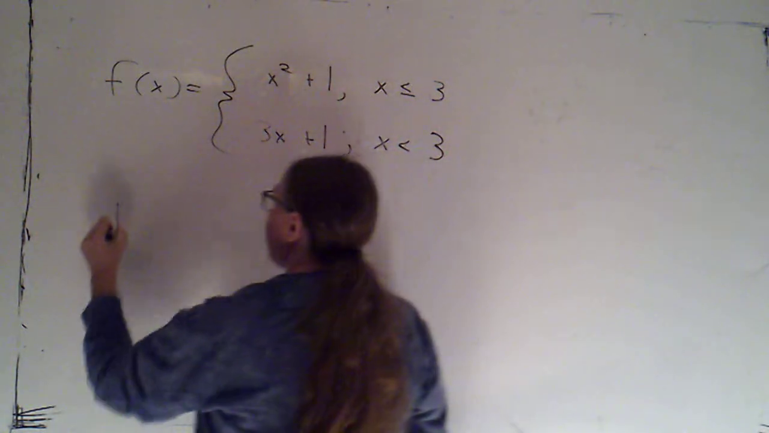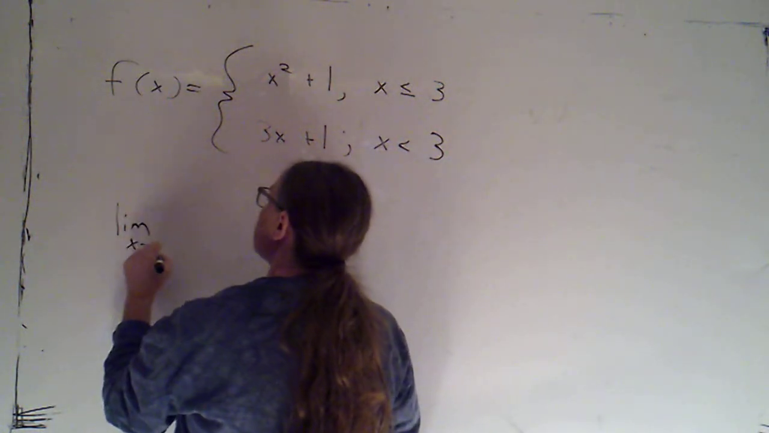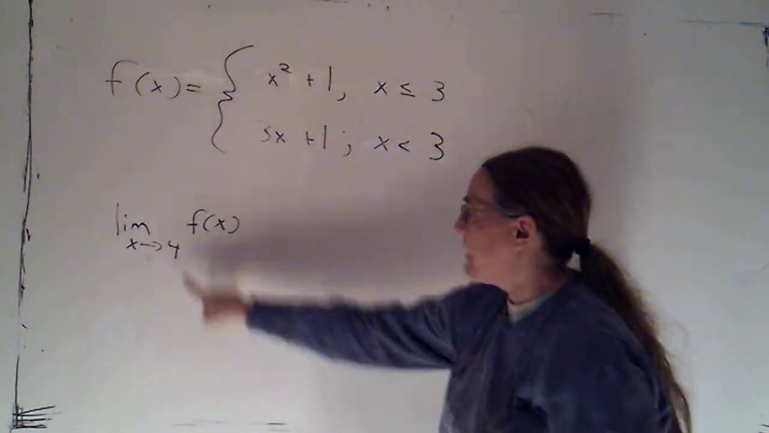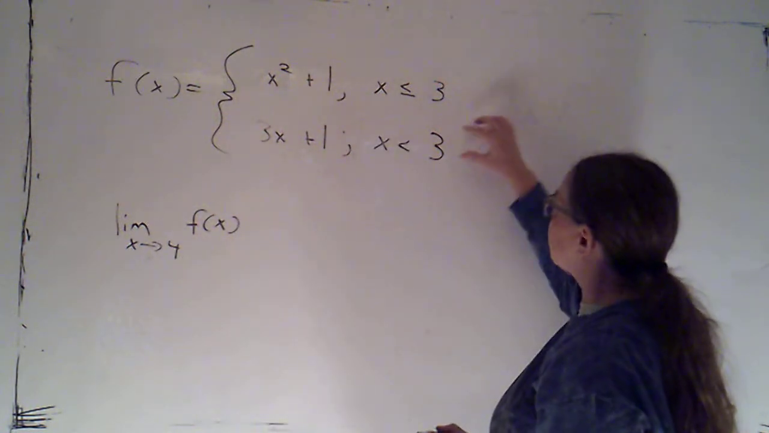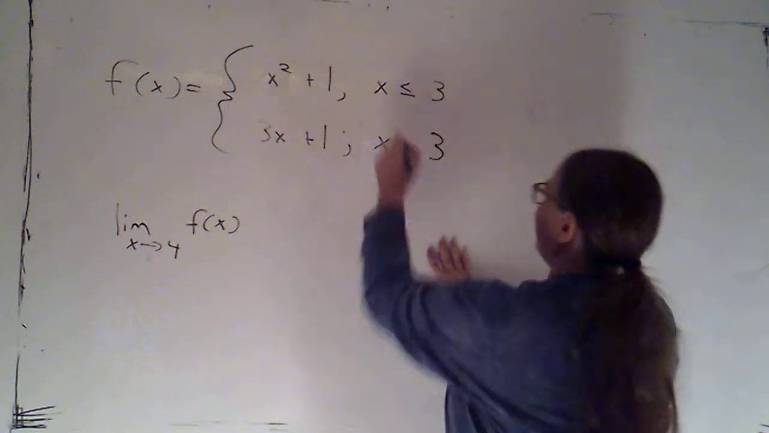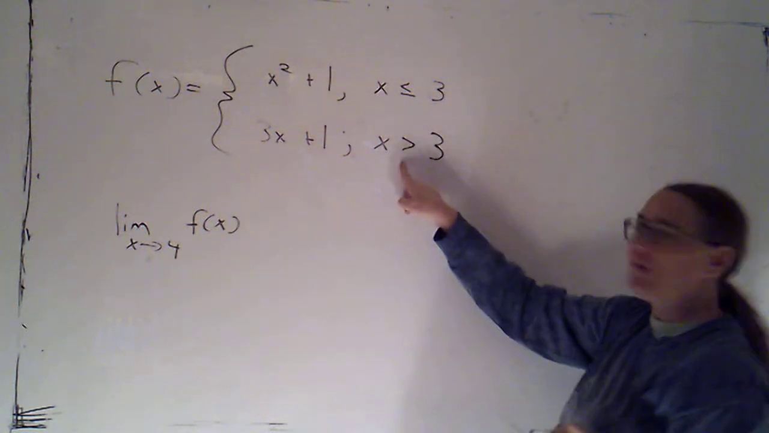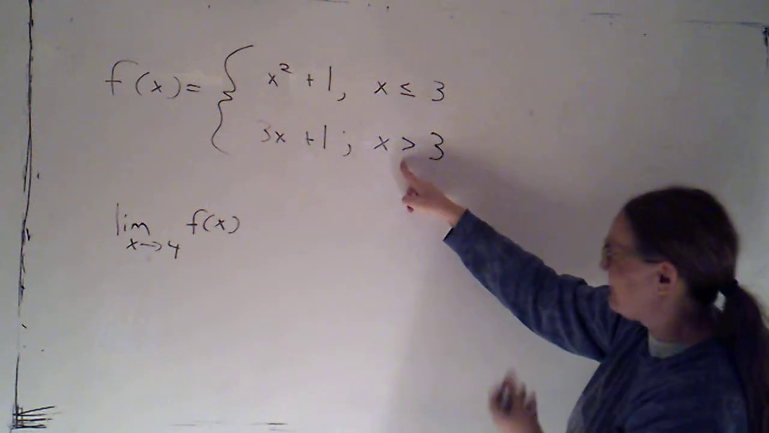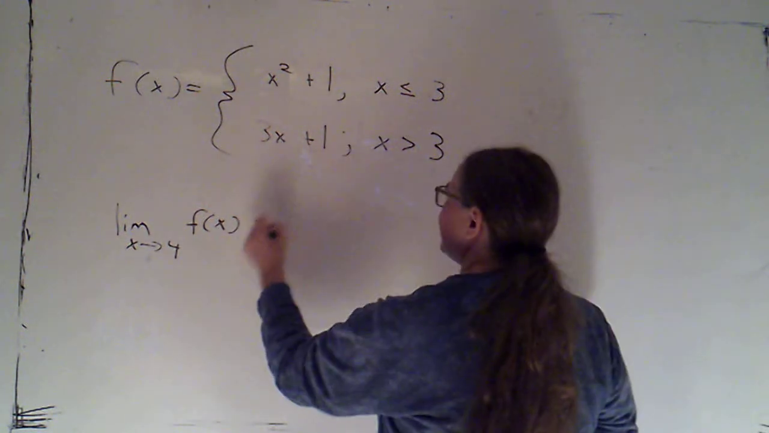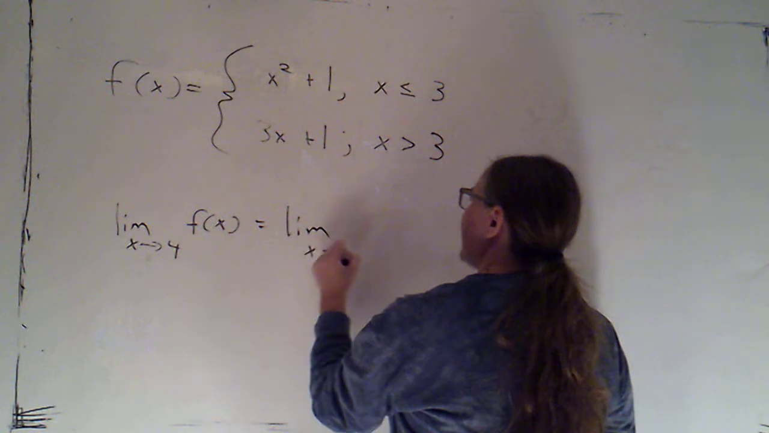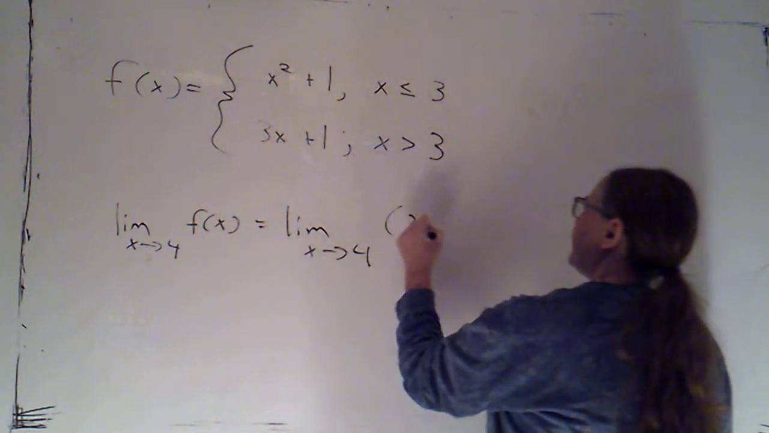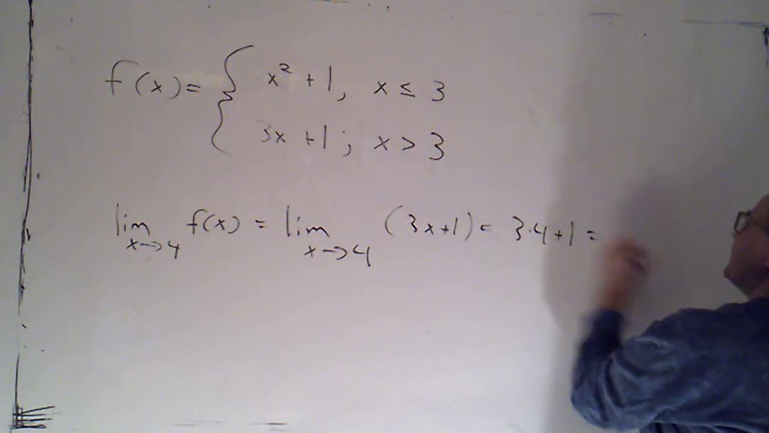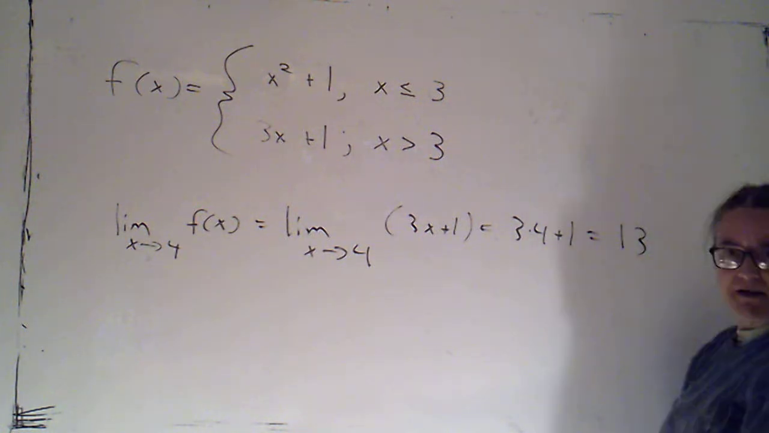Now, if I were evaluating the limit as x goes to 4 of f of x, I would say, well, 4 is bigger than 3, so at, and actually near 4, I'm using this rule. So I would just say this is the limit as x goes to 4 of 3x plus 1. That would be 3 times 4 plus 1. That would be 13. Okay.